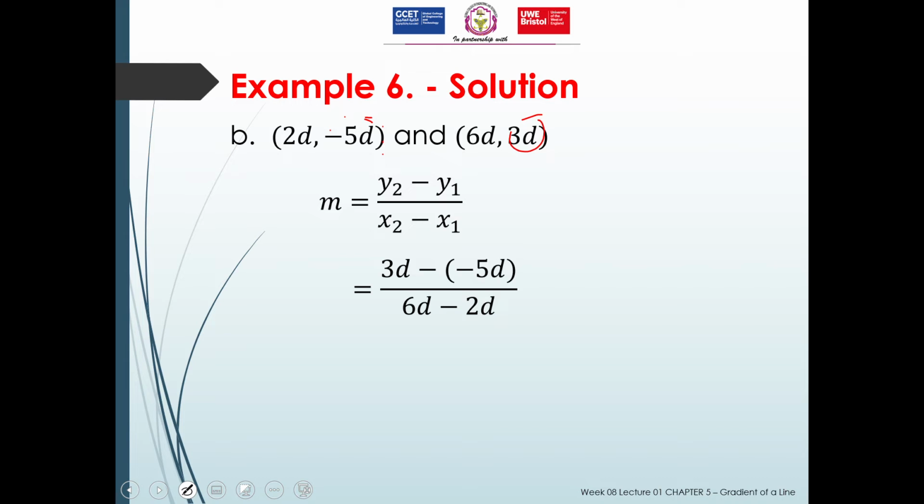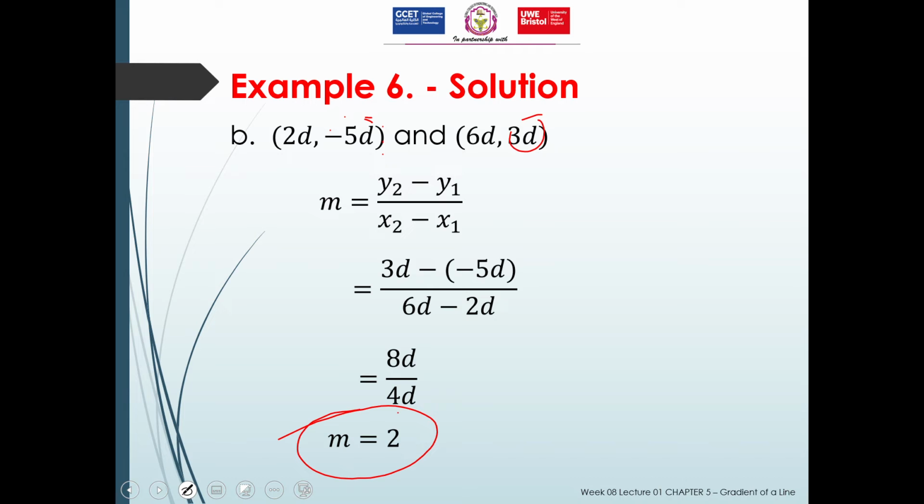So 3d minus negative 5d gives us 8d. 6d minus 2d gives us 4d. Now you can cancel out d. 8 divided by 4 is 2. So now, for this particular line, your gradient is equal to 2. So the gradient is positive.